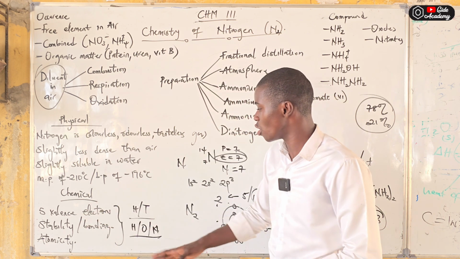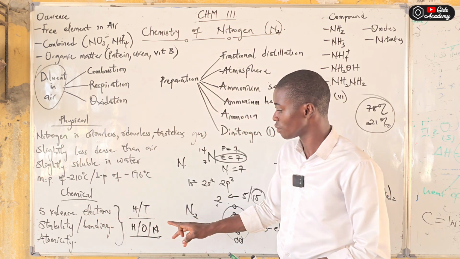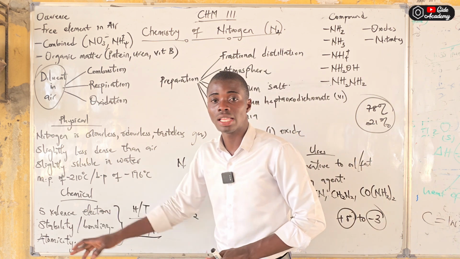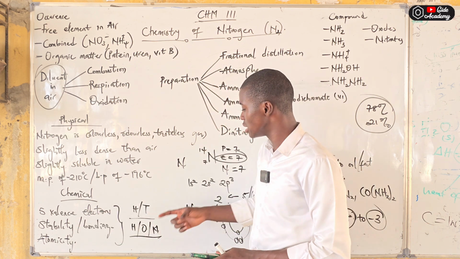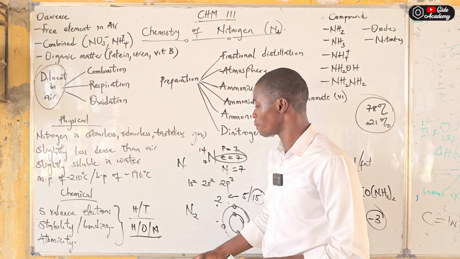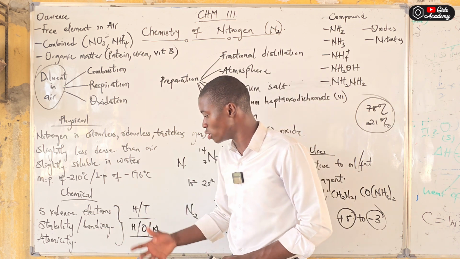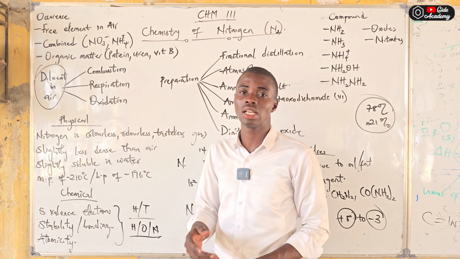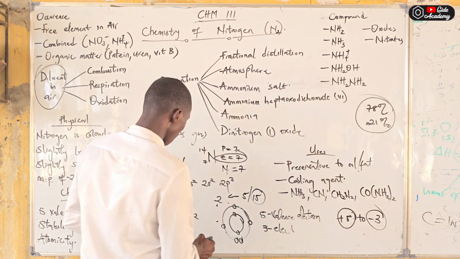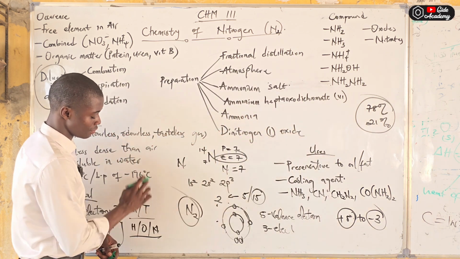What about the chemical properties of nitrogen? For the chemical properties, we already believe that it has 5 valence electrons. And for it to be stable, it needs how many electrons again? It needs 3 electrons to be stable. And because of that, it undergoes what we call covalent bonding. And its atomicity is diatomic. I've said that already.